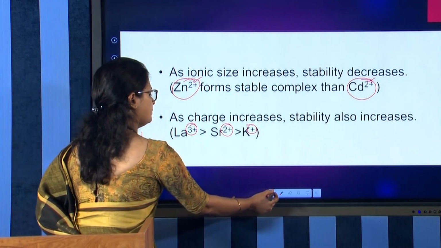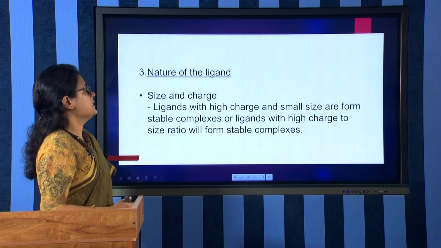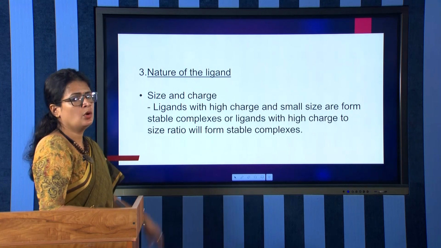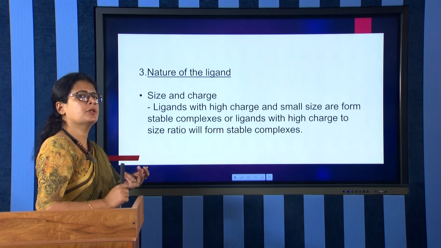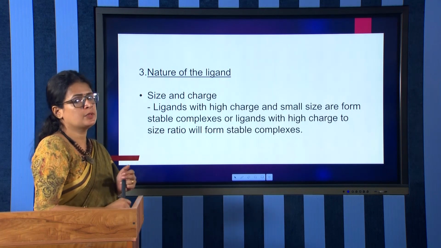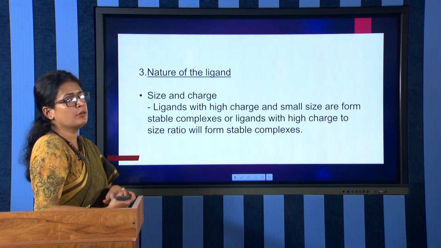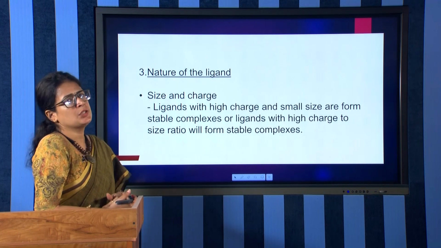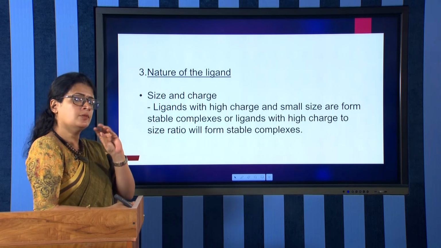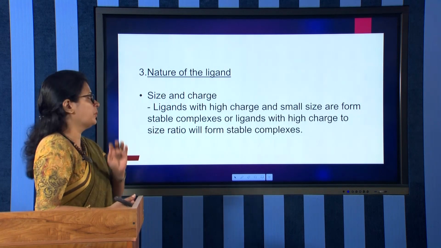And now, next is the nature of ligand. So, first one is the environmental factor, that is temperature and pressure. Second was the nature of the central metal atom, and the third is nature of ligand. In the nature of ligands, first one is size and charge. Size and charge of the ligand also will be very important.